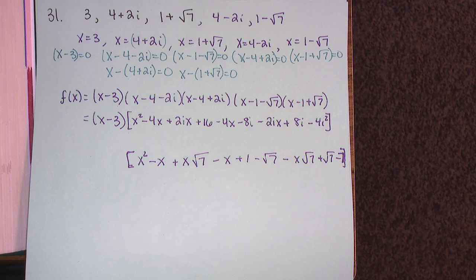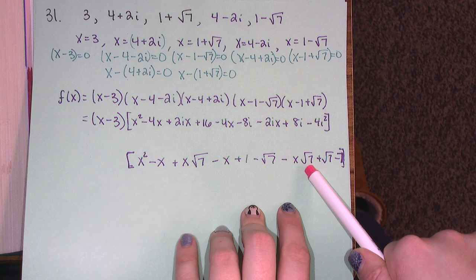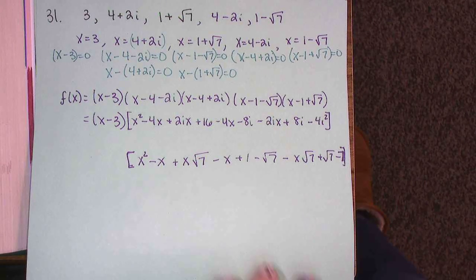So the last part, because I know it's kind of smushed, it's minus x times the square root of 7 plus the square root of 7 and then minus 7. But minus 7 is outside. Yeah, sorry, it's kind of smushed together there.